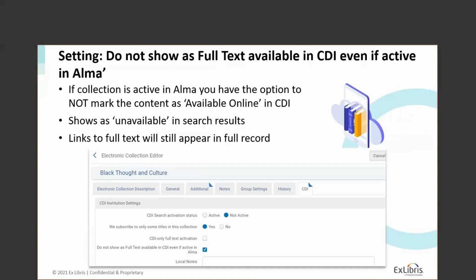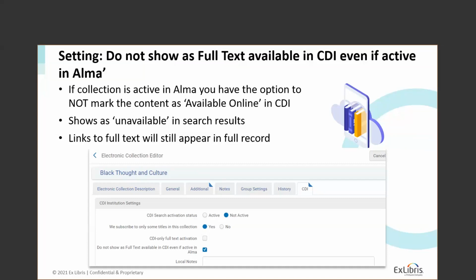Even if you have this collection in ALMA, it will allow your local bibs to display. So your local bibs coming from this collection will still be published. And the links to full text will still appear in the full record. In another citation, you'll still get the link to this resource, and you'll still get obviously the link through the bibliographic record that's published locally from ALMA as well.